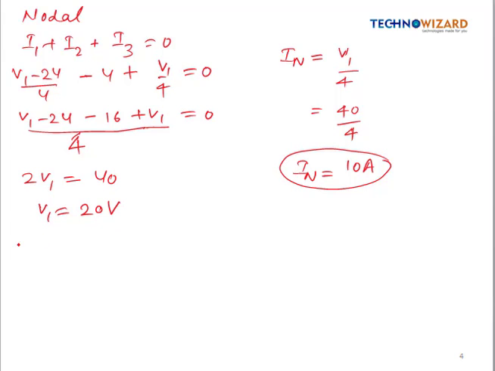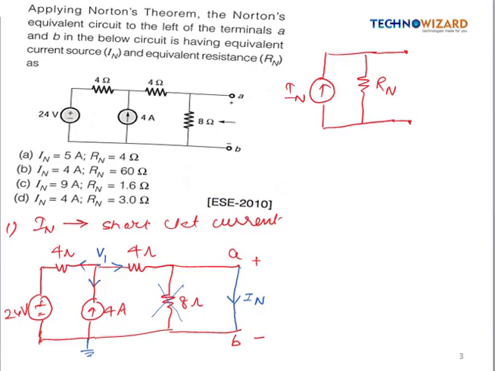Now next we have to calculate the Norton resistance. So in order to calculate the Norton resistance, the procedure is that this voltage source will become short circuit and this current source will become open circuit, because we have to replace all the sources by their internal resistance, and the voltage source is having zero internal resistance, right? So voltage source is having zero internal resistance, it means it will act as a short circuit, and this current source is having internal resistance of infinite, it means it will act as an open circuit.